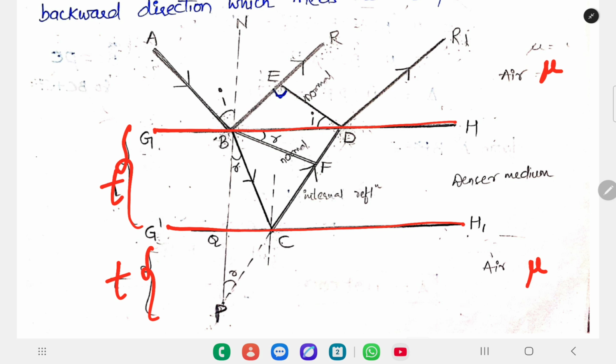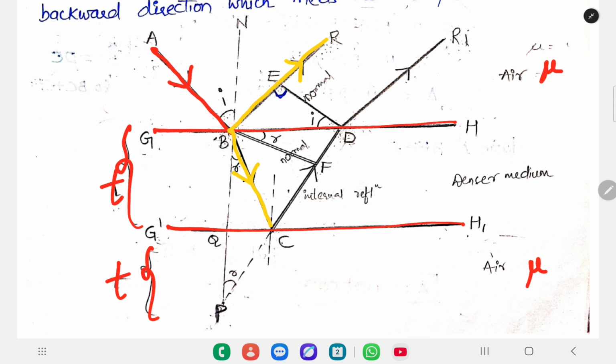Suppose a ray AB is incident on the upper surface. This ray is partly reflected along BR. After that, it is also transmitted along BC.